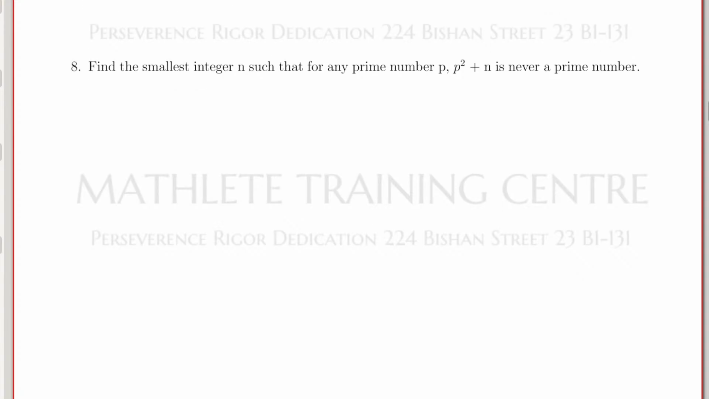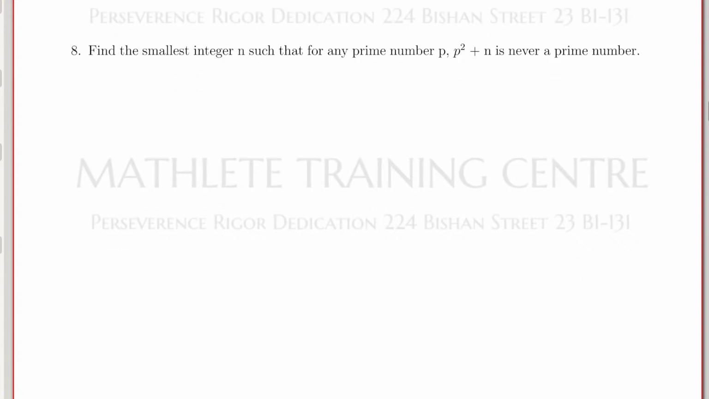Next question number 8. Find the smallest integer n such that for any prime number p, p squared plus n is never a prime number. So how do we do this question? Now the thing about numbers of the form p squared is that they follow something very interesting. Except the very first one, the rest of them are odd. Alright, so for example, 4, 9, 25, 49, then this one is what? 121, dot, dot, dot. The rest are all odd square numbers, right?